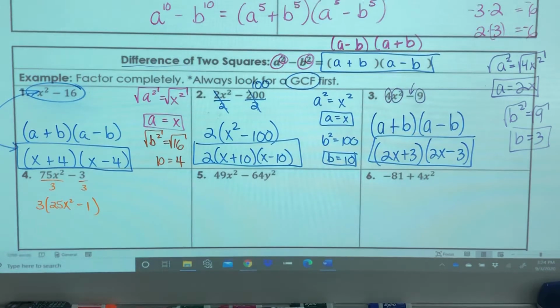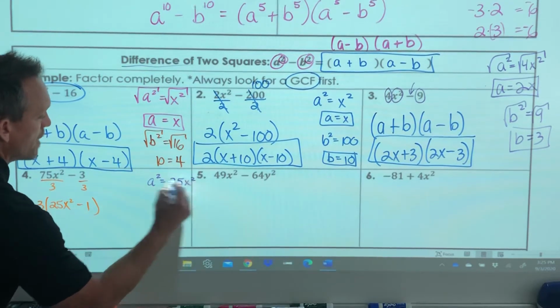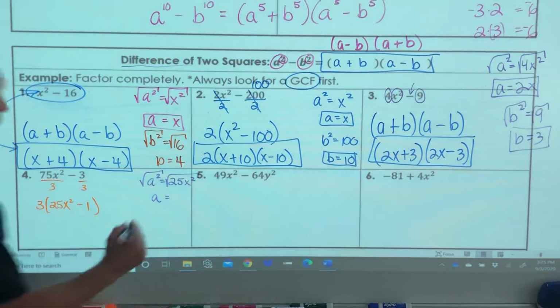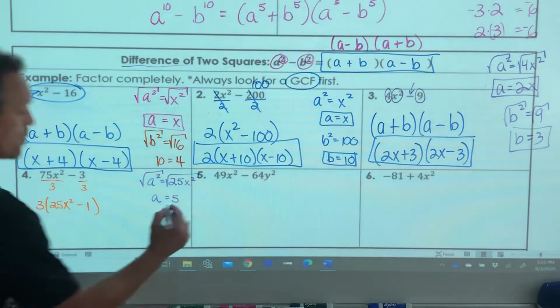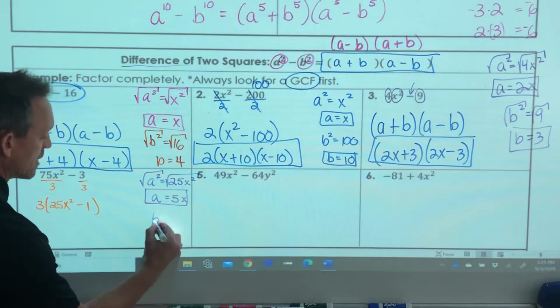So now you have to ask yourself, okay, I got my 3, my GCF, out. Is 25 a perfect square? Look above. It is. Is x squared a perfect square? Look above. It is. Is 1 a perfect square? We thought it was silly in the beginning, but 1 is a perfect square. Okay? So we're going to pull these apart. Here's my a squared. So my a squared equals 25x squared. Take the square root of both sides. A equals square root of 25, 5. Square root of x squared, x. Done.